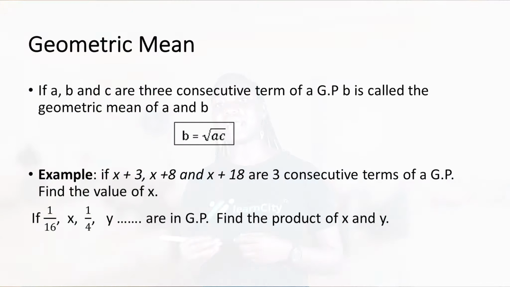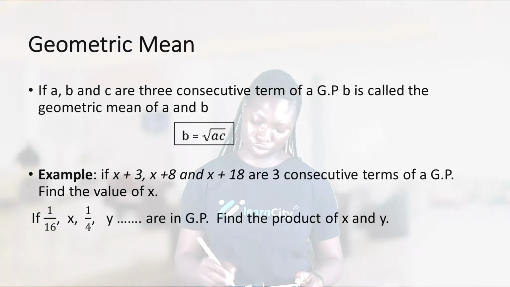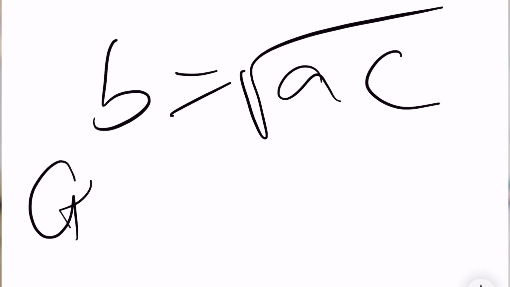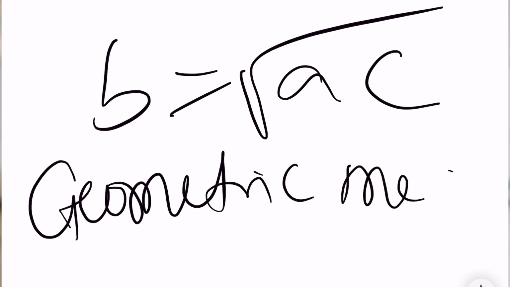Now, if A, B, and C are three consecutive terms of a GP, B is called the geometric mean of A and C. Here we have B to be root AC. B is equal to root AC.